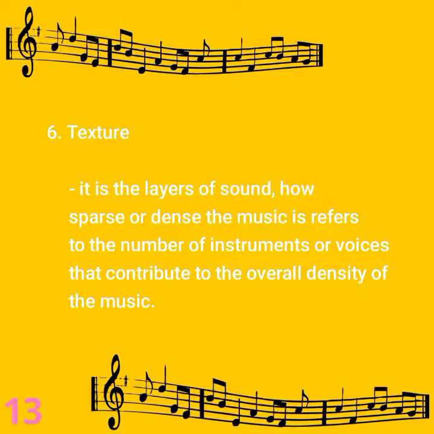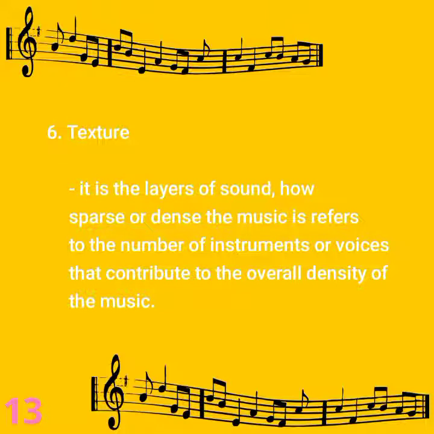Number 6. Texture. It is the layers of sound, how sparse or dense the music is. It refers to the number of instruments or voices that contribute to the overall density of the music. If there are only a few instruments playing, like a duet for example, then the music can be described as thin or sparse. On the other hand, if there are several instruments performing together, like in an orchestra, the piece can be described as either thick or dense.